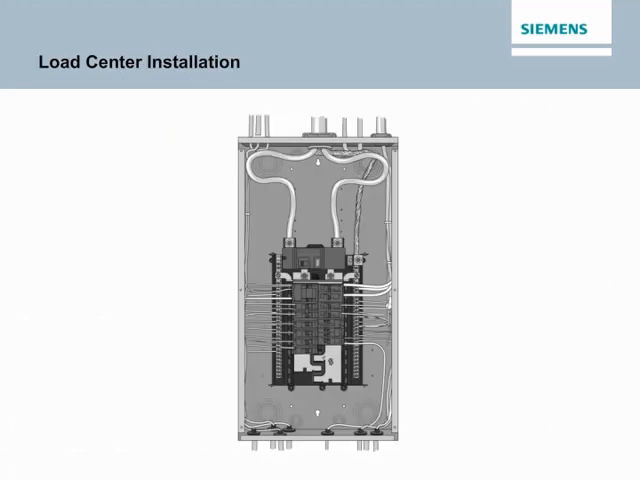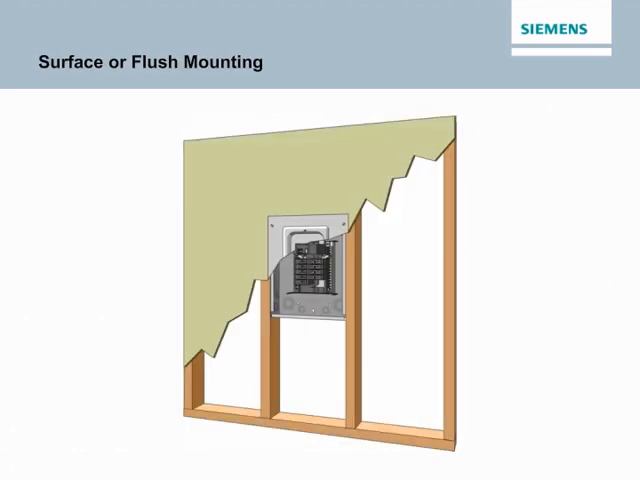The enclosure with the interior is mounted to a wall. All incoming and outgoing conductors are connected to the load center. Siemens load centers can be surface mounted or flush mounted. For flush mounting, the load center is positioned so that the front edge of the enclosure is flush with the finished wall. The trim assembly is installed after the wall is finished.